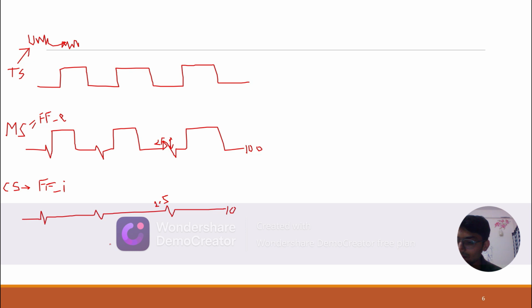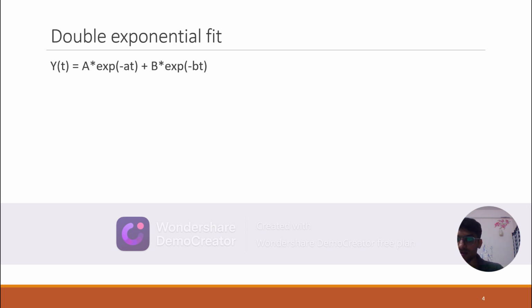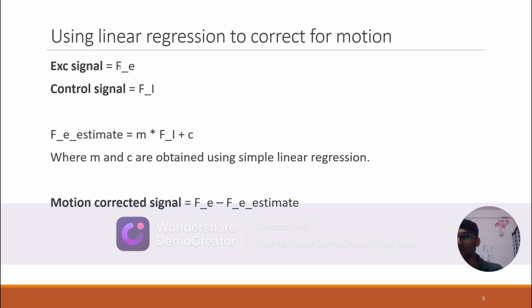Or there can be some kind of offset, where you multiply something and then add that offset. So basically that means that if your excitation signal is FE and control signal is FI, then you estimate it as a linear line, m into FI plus an intercept c, where m and c are obtained using simple linear regression. And then the motion corrected signal we get as FE minus FE estimate.